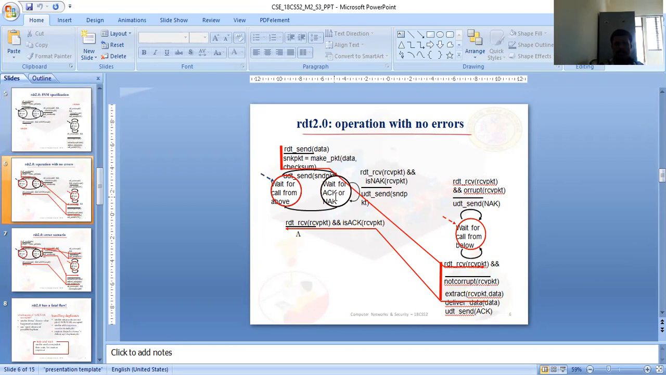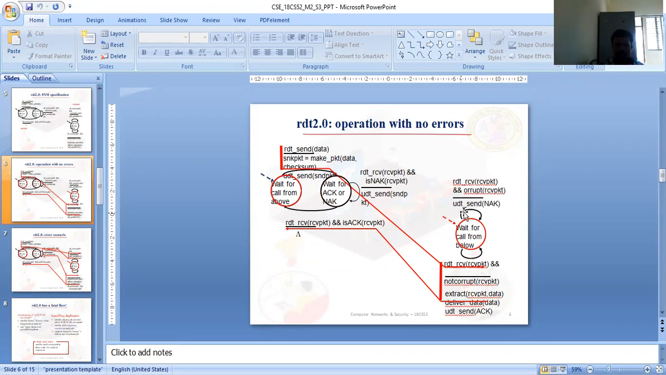Again, you can see this is the sender side. It receives the data, sends the packet, and then waits for a call from below. With no errors, the packet gets an acknowledgement back, and the acknowledgement is received. So these are the two states, state one to state two, the two FSMs.